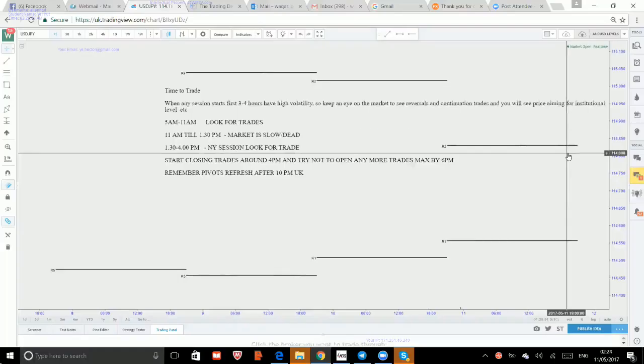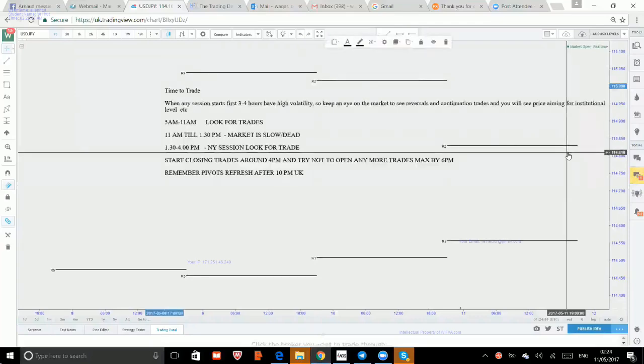Okay, now guys, the timing I'm strongly suggesting is 5 a.m. till 11 a.m. United Kingdom time. You should be looking for the trading opportunities then. That is the high volatility time, guys. Prior to 5 a.m., normally you'll see the market in range mode, and then the price breaks, and that is where you want to kick into the market. Make sense?